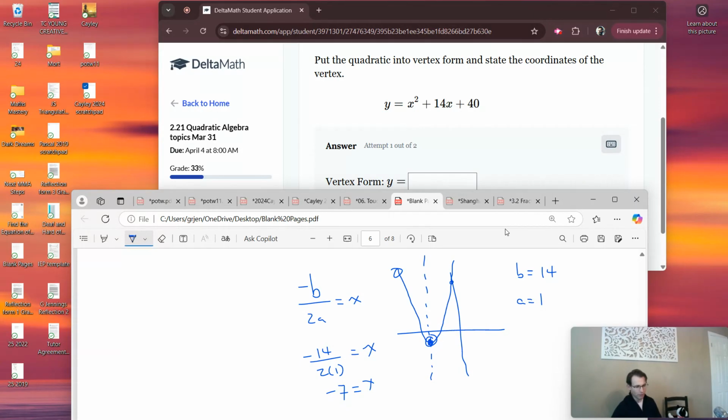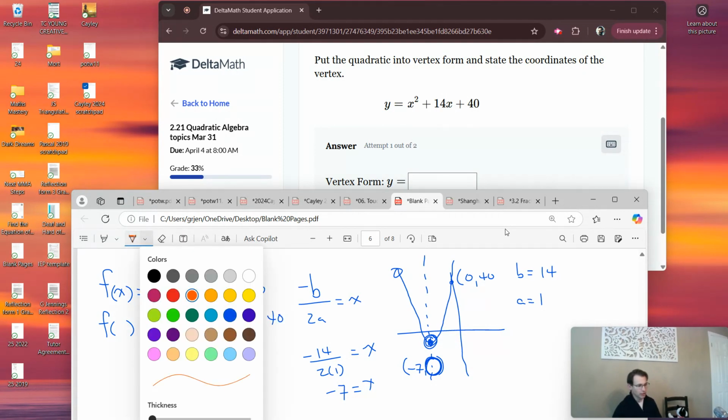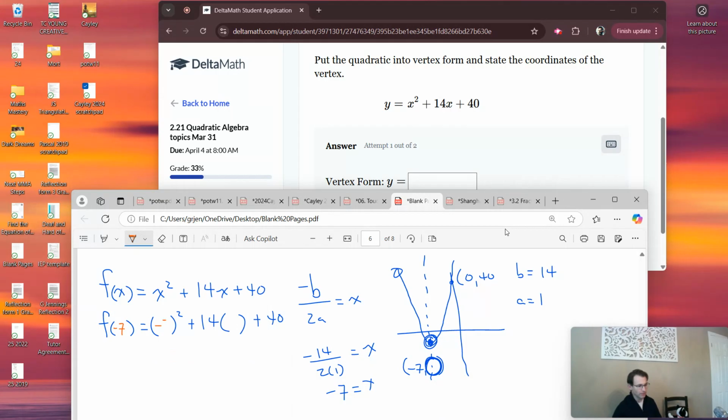So this here, friends, this is the point (0, 40). That's the y-intercept. We can see that from the c value. And then we know here, this is the point (-7, something). We need to calculate that something, and we would do it this way. F of x is equal to x squared plus 14x plus 40. Go ahead and put f at negative 7 in there, when you do it like this to be just oh so ever clear.